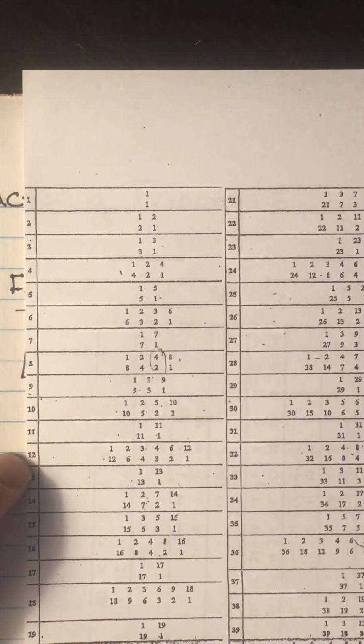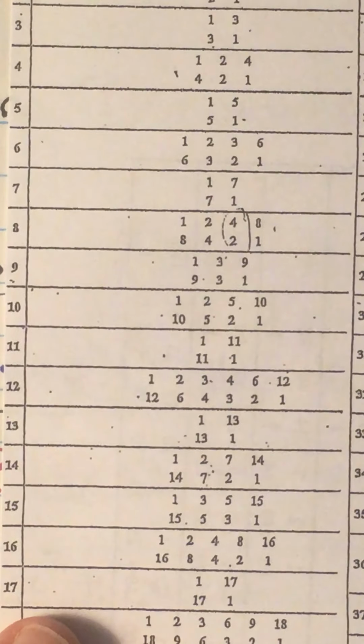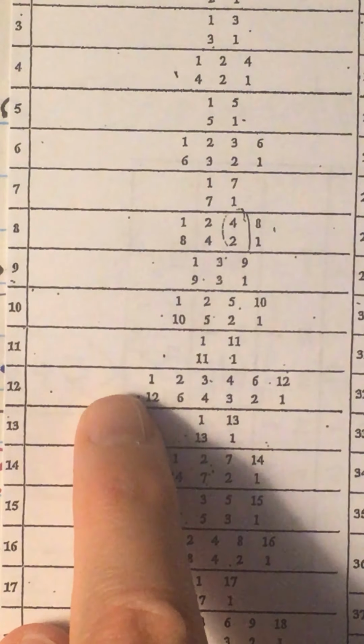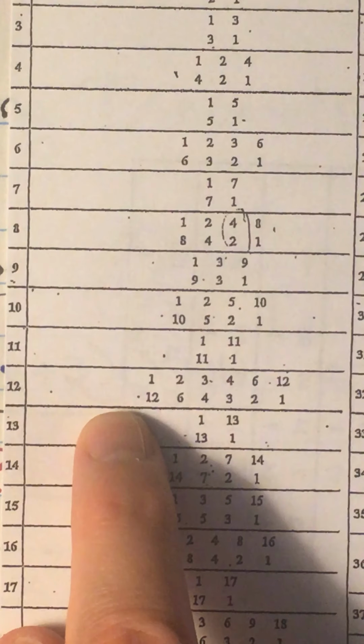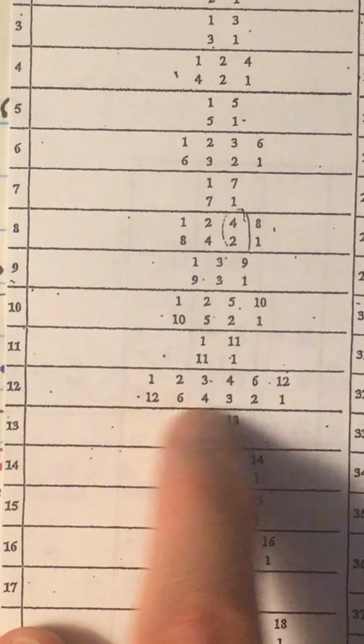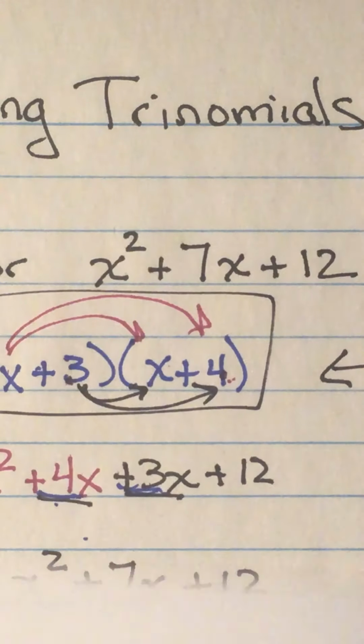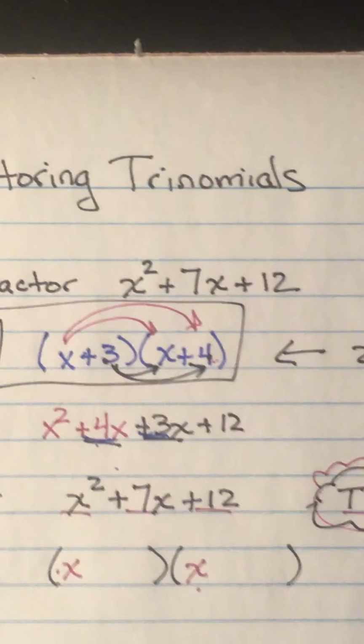If I look at the number 12 and I zoom in on it, the numbers that multiply to 12 are 1 and 12. Well, those don't add up to 7. 2 and 6, well, 2 plus 6 is 8, so that's not an option. 3 and 4, well, what's 3 plus 4? 3 plus 4 is the 7 that I was looking for.